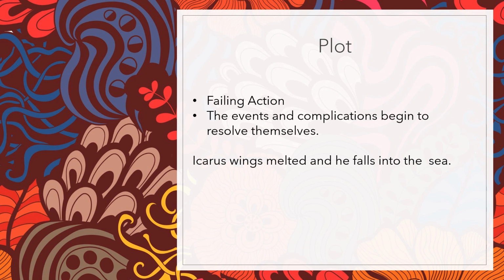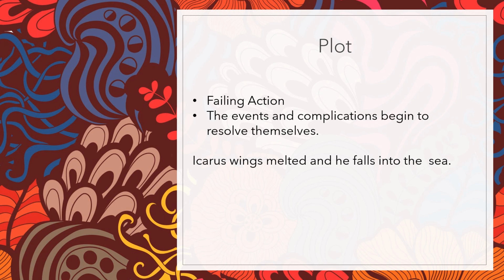Falling action is when the events and the complications begin to resolve themselves. El falling action es las acciones que comienzan a cerrar lo que es los eventos del cuento. Es el de los eventos que ocurren después del clímax que comienza a como que a bajar, a ir cerrando, a ir resolviendo unas situaciones, ¿ok?